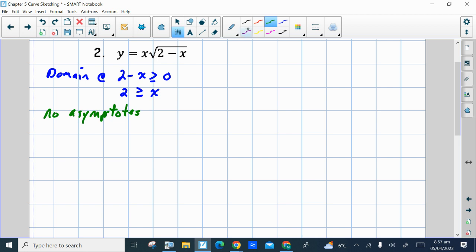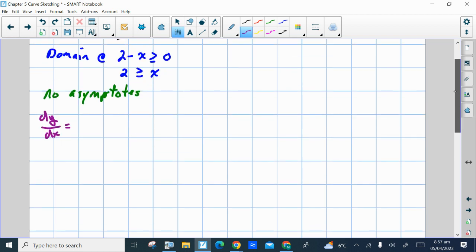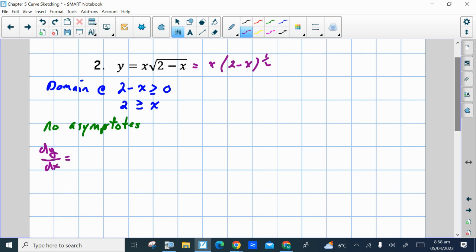So, to find our derivative, we would have to rewrite the initial function so that instead of the root of 2 minus x, it's 2 minus x to the half. And we have to use the product rule here. Derivative of the first factor is 1 times the second factor plus the derivative of the second factor, which we do using the chain rule.